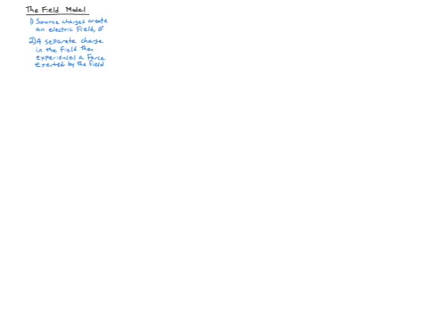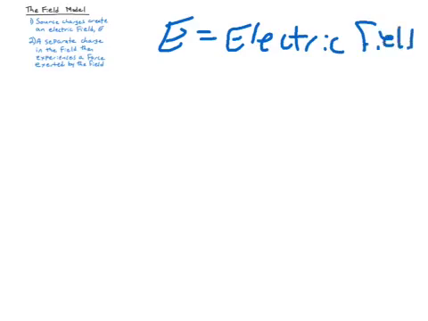The electric field is a vector quantity. We abbreviate it E, it's electric field. It is a vector. And the direction of an electric field is always based on the direction that a positive test charge would be forced. So the direction of an electric field is the direction that a force on a positive test charge would point.